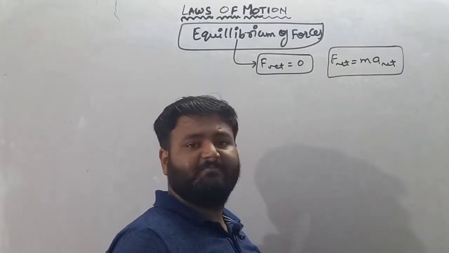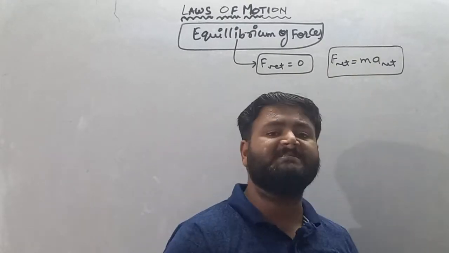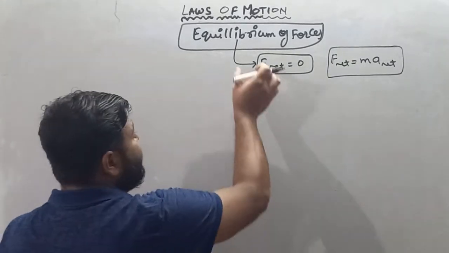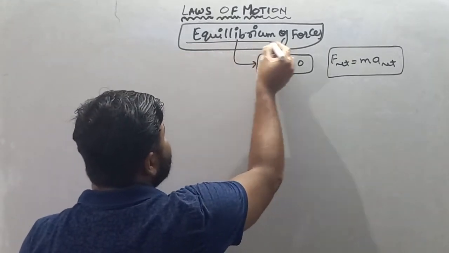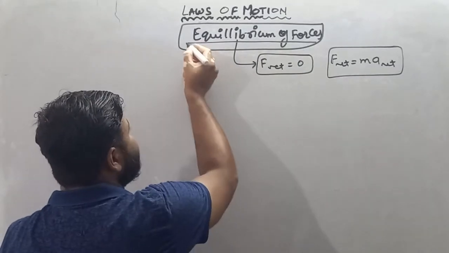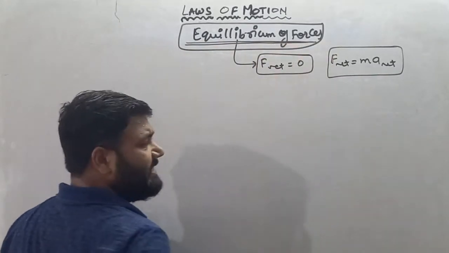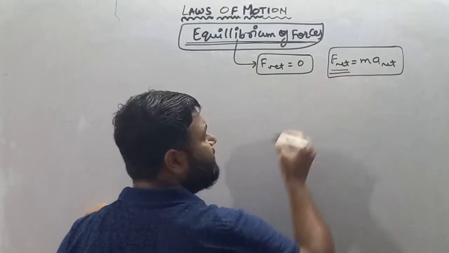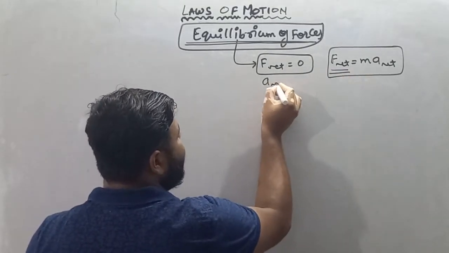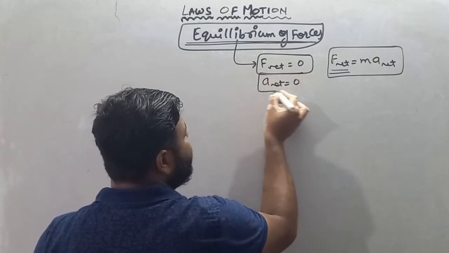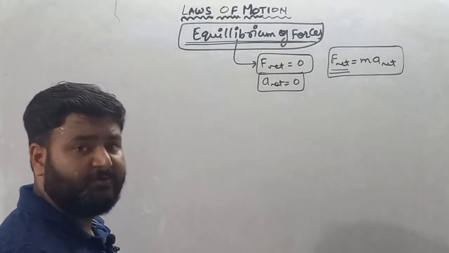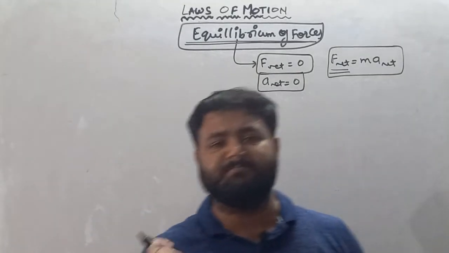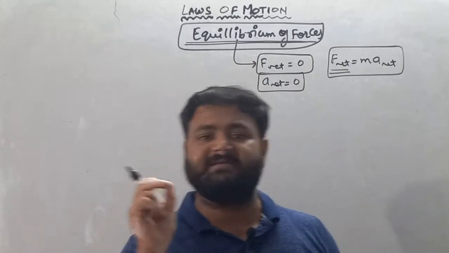According to Newton's second law of motion, F net is equal to m a net. So if I am saying that the body is in equilibrium, or equilibrium of forces, it means the net force is equal to zero. Now if net force is zero, then it is obvious that net acceleration also becomes equal to zero. So remember, the technical meaning of equilibrium of forces is that net acceleration is zero.